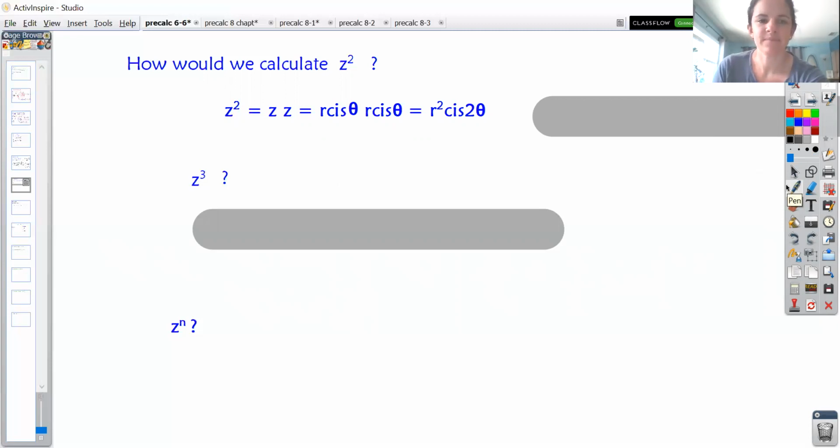And you don't need to write that down if you don't want. This is just kind of conversational. We're building up to something. How would we calculate z cubed? Same thing, we're building up to something here, right?